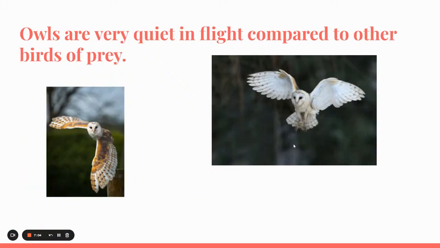Owls are very quiet. So when they're flying around at night, you don't hear them. Their feathers are very, very quiet. They're just trying to be quiet, right? They're trying to sneak up on whatever they're going to eat.